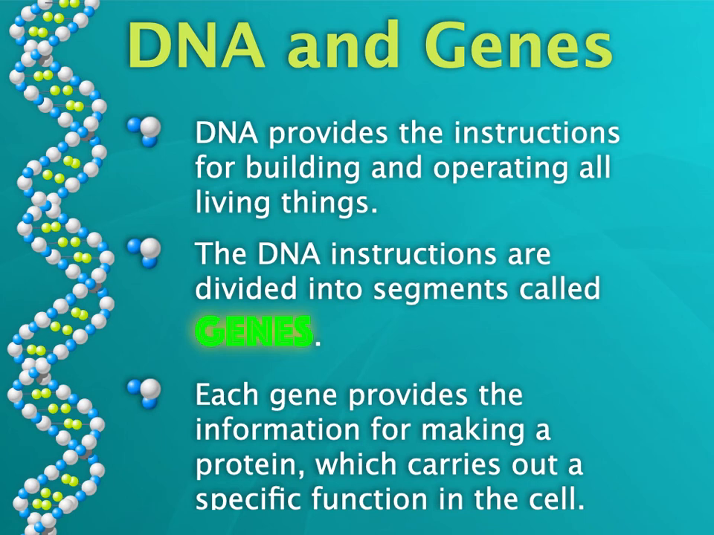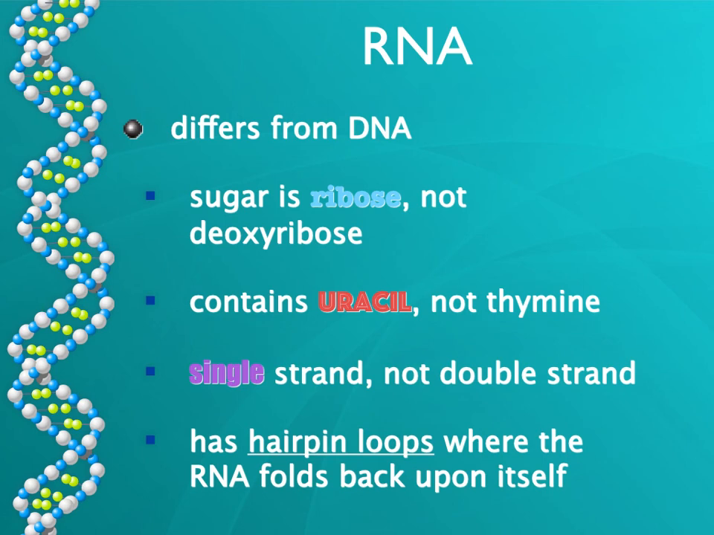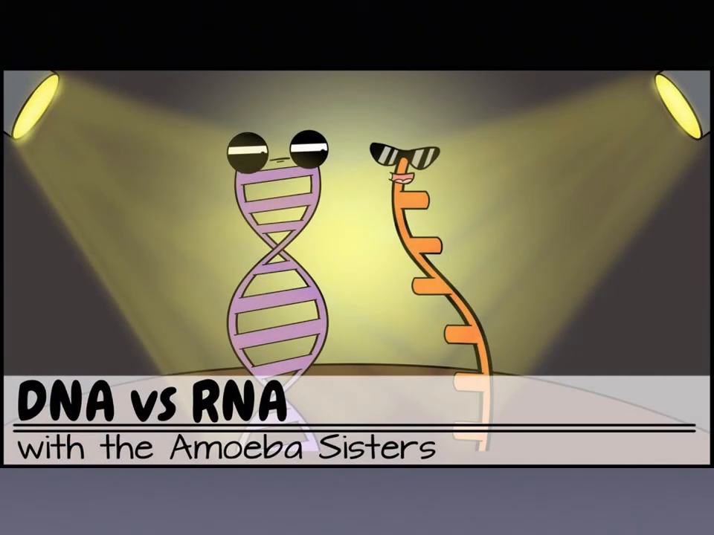DNA provides all the instructions, and these instructions are divided into segments that we call genes. Each gene provides information for making a protein, which carries out some type of thing that the cell needs it to do. RNA is different than DNA. First, the sugar is ribose, not deoxyribose. Second, it has uracil instead of thymine, so we're switching out one of the bases. It's a single strand, not a double strand, but it has structures called hairpin loops where it can fold back upon itself. There was a video for you to watch.